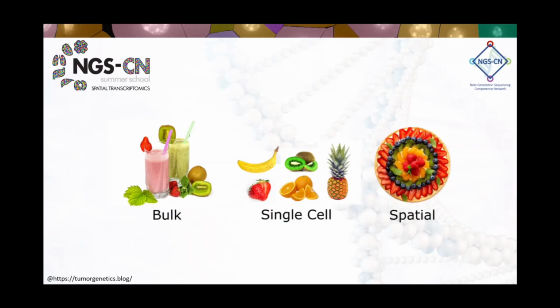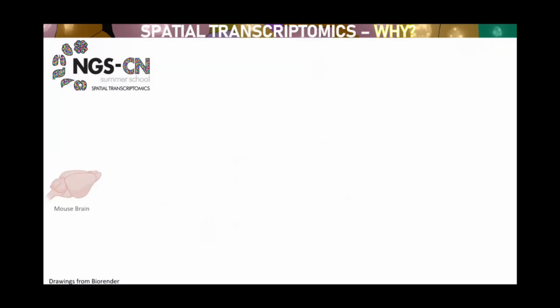And this is important, of course, because there are many diseases or developmental processes where the role of a cell is also affected by the environment where it is. So let's have a look at another example of where spatial would be useful. Suppose that you're studying, for example, brain development, or brain disease, and you want to see how these processes affect the structure of the brain.